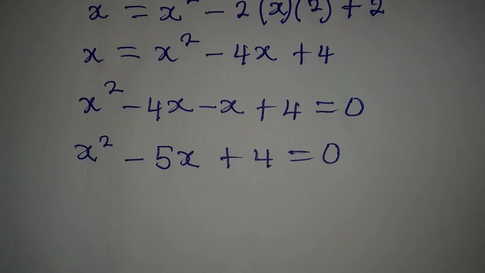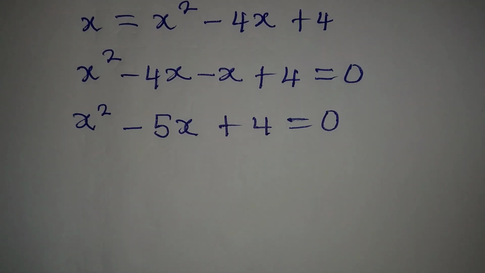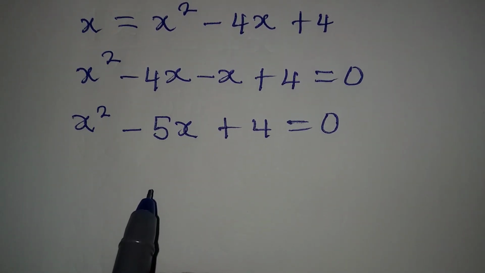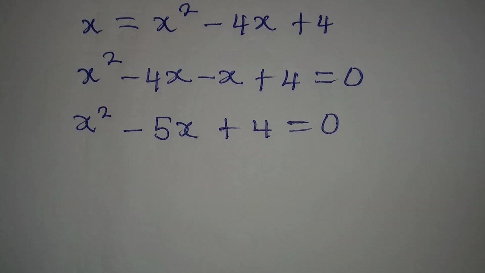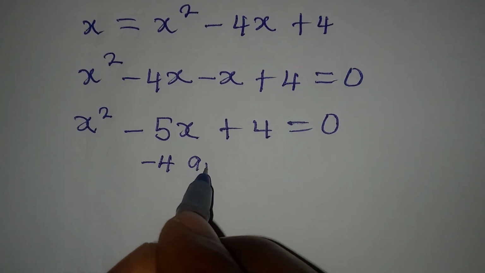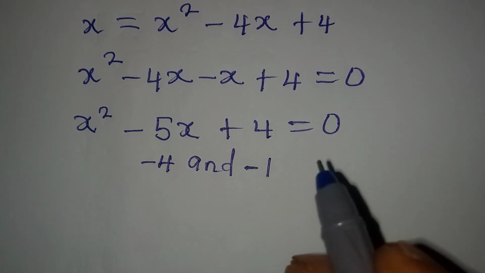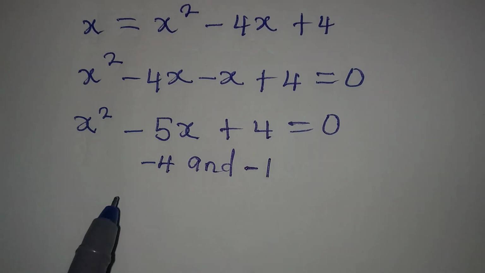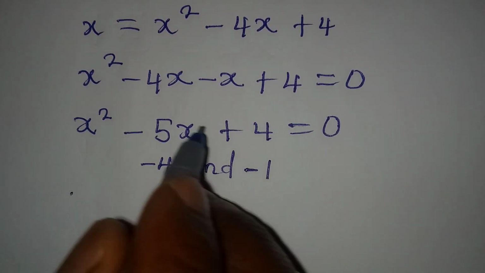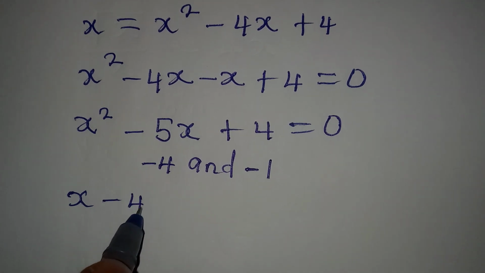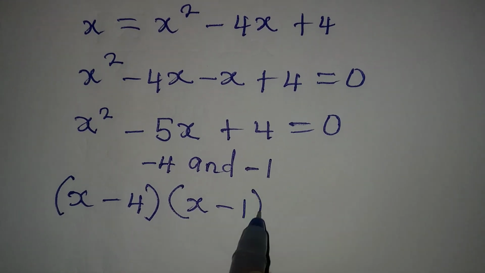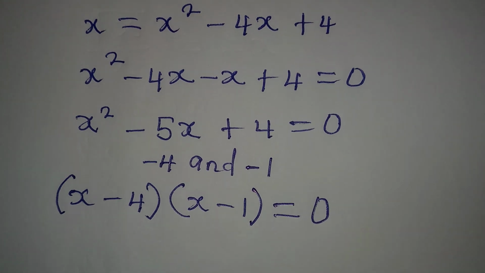So from here, what method do we use to deal with this? We can decide to use the factorization method or the formula method. But let's try to factorize. Two numbers will multiply to get 4. The numbers are minus 4 and minus 1. Minus 4 times minus 1 will give 4, and then minus 4 minus 1 will give minus 5. So to factorize this now, we're going to be having x minus 4 as the first factor because of this 4. Then the second factor is x minus 1, and then the whole of this is equal to 0.